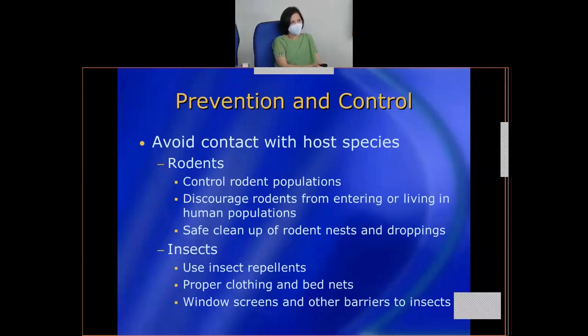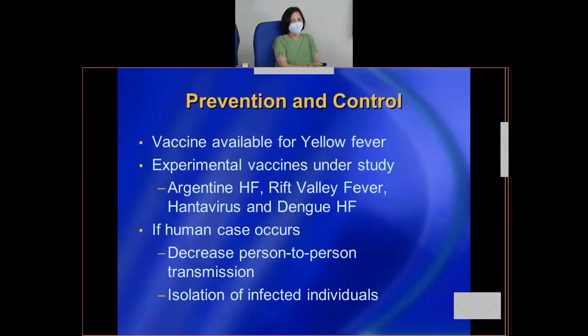Avoid contact with host species like rodents and primates, which we don't have much around, and discourage rodents from entering or living in the human population. Then insects: for those diseases transmitted by mosquito, there's nothing much we can do, but we can at least try to control the mosquito population or sleep with proper clothing and bed nets. These are common for all vector-borne diseases. Among these viral hemorrhagic fevers, the only vaccine available is for yellow fever, and it has been effectively used.